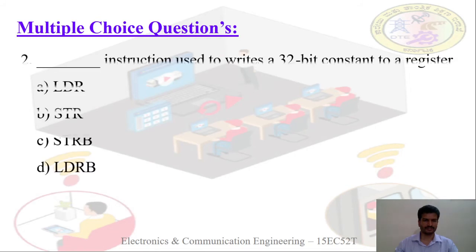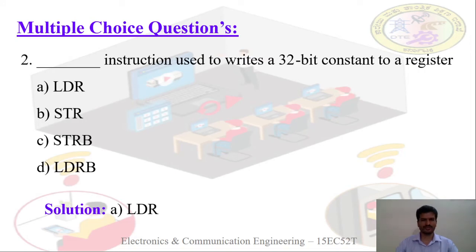So the next question is, dash instruction used to write a 32-bit constant to a register. A LDR, B STR, C STRB, D LDRB. Which instruction is used to write a 32-bit constant to a register? The answer is A, LDR. That is the pseudo instruction. There is no move instruction to transfer a 32-bit constant into a register. That's why here we are using the LDR instruction to load a 32-bit constant into a register. So option A is the right answer.